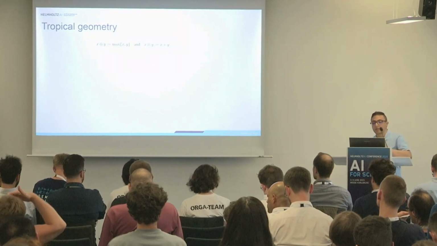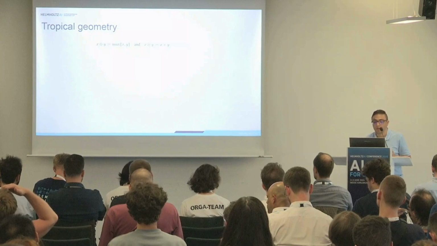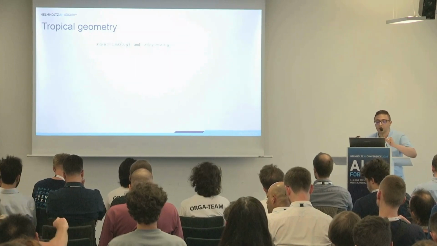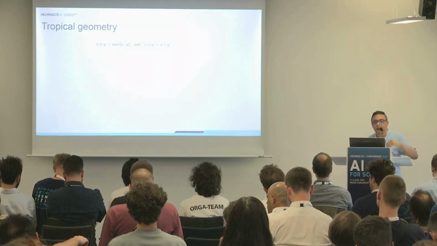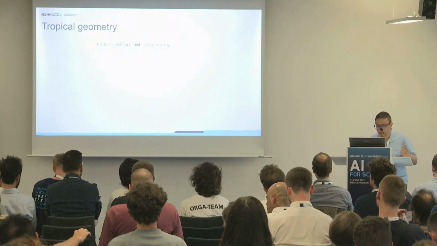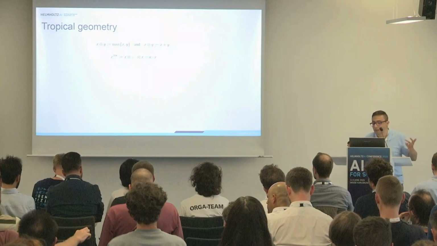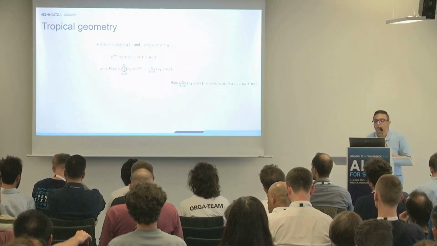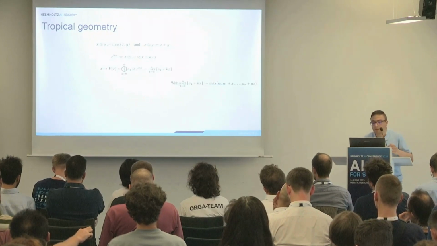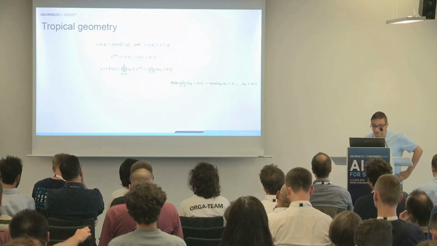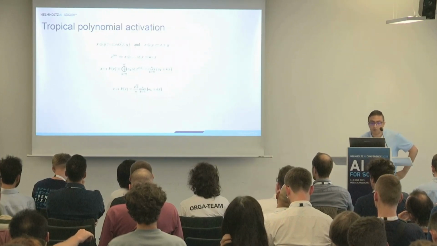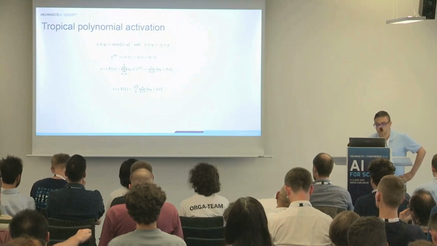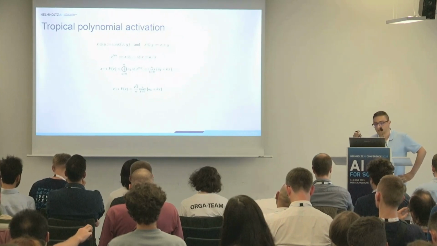semi-ring. So you take multiplication and you replace it by addition, and you take addition and you replace it by max. Obviously, the power becomes a multiplication, and this gives you a structure of semi-ring where you could define a tropical polynomial, which is the following. And we define the tropical polynomial activation as such, which is the tropicalization of a polynomial.